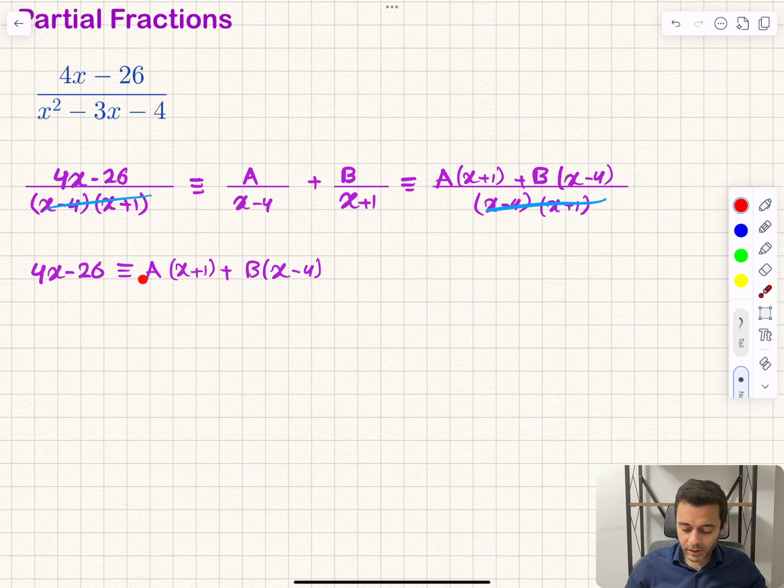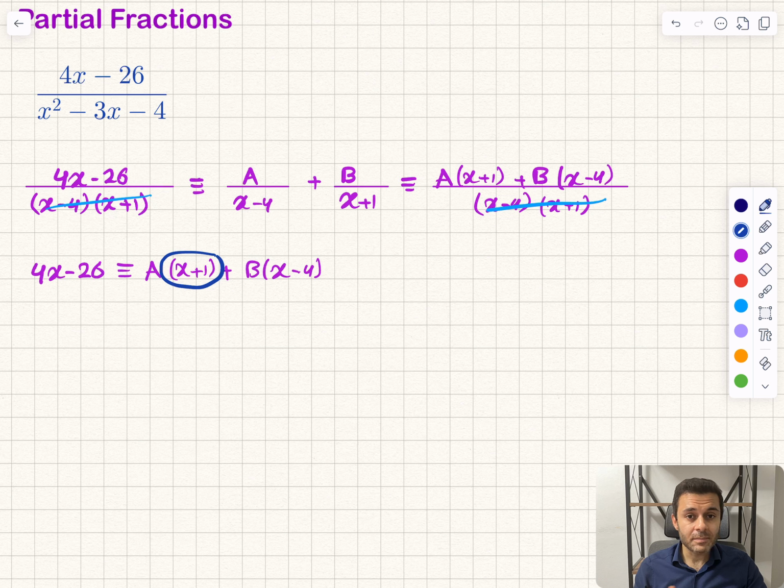Now, how will we find a and b? First, keep in mind that this is not an equal sign. This is an identity sign, which means these two sides are not only equal, they are identical. So they are always correct or equal to each other, no matter what x you replace in. So we can replace x by any number, but conveniently, this is how we replace values of x to find a and b. See this bracket, x plus 1.